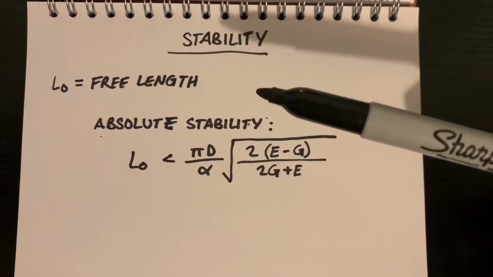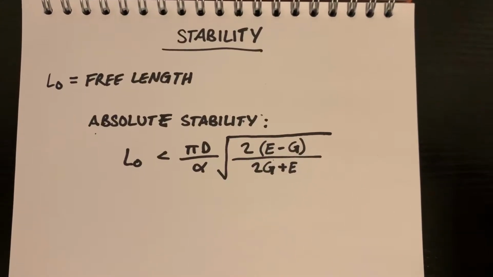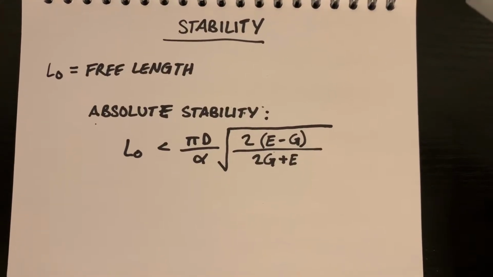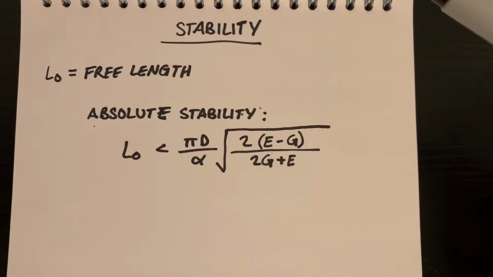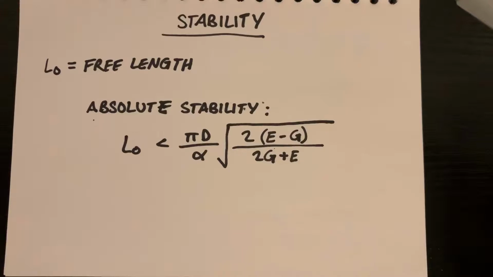And what the free length is, is the total uncompressed, unstretched length of the spring before the forces are enacted on the spring to compress it.